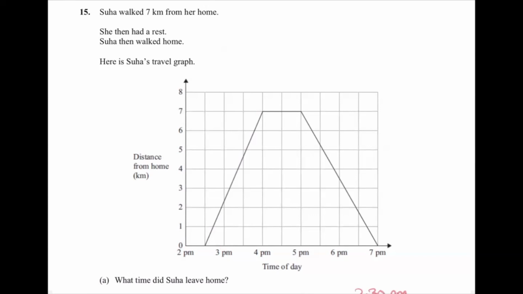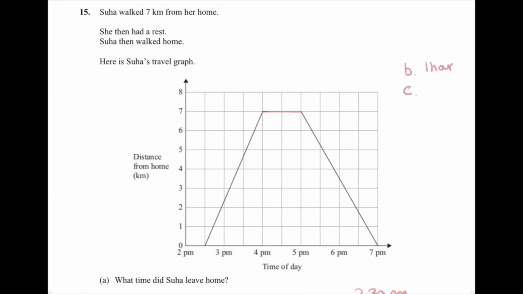B is asking us how long she rested for. Now, you have a flat line to represent no movement. So we've not moved further away from home. We've not started to travel back. We are just stationary as time ticks on. So flat lines are always stops or rests in these types of stories. So we stopped at 4 and we got moving again at 5. So we stopped for 1 hour. So B, you would write down 1 hour.